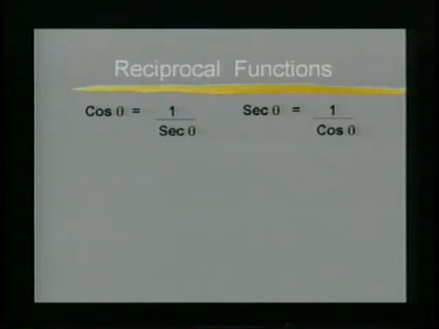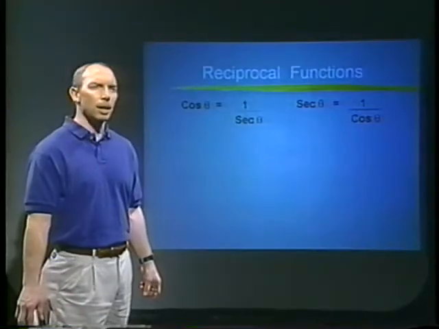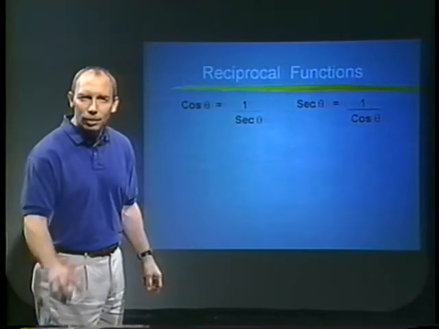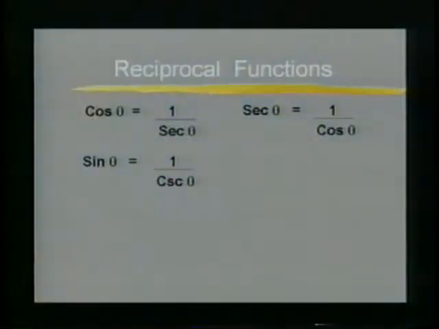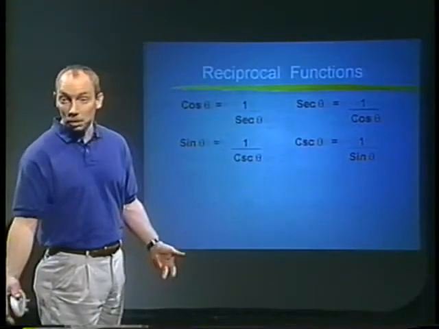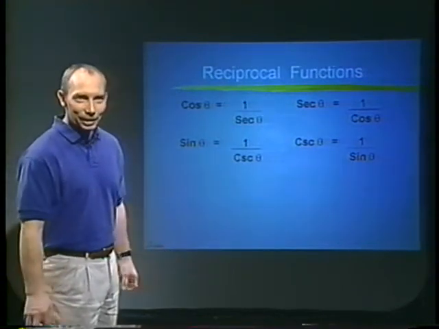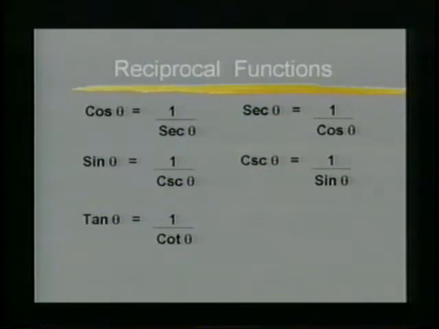Let's make sure. The cosine is the adjacent over the hypotenuse, and the secant is the hypotenuse over the adjacent. That makes sense. What are the others? The sine is 1 over the cosecant. Consequently, the cosecant is 1 over the sine. Are we sure? The sine being the opposite over the hypotenuse, cosecant is the hypotenuse over the opposite. That makes sense. Lastly, the tangent is 1 over the cotangent, and the cotangent is 1 over the tangent.